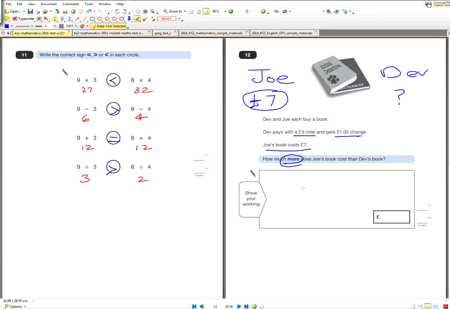Two things to work out. So let's work out how much Dev paid. We've got £5 and we minus £1.50.